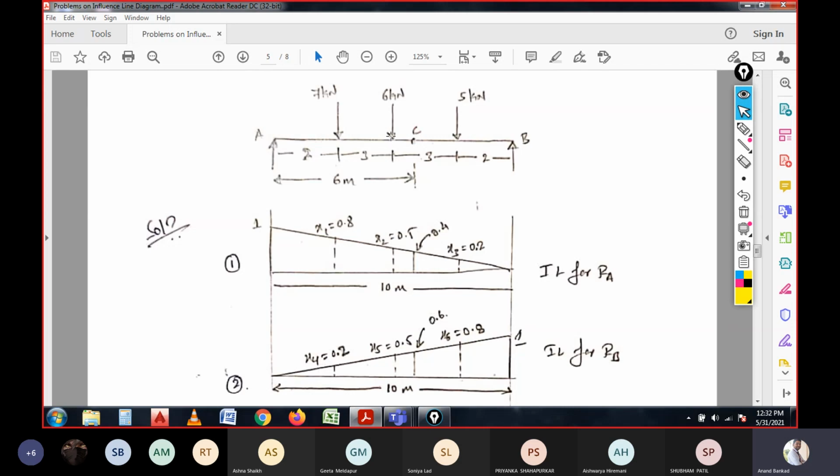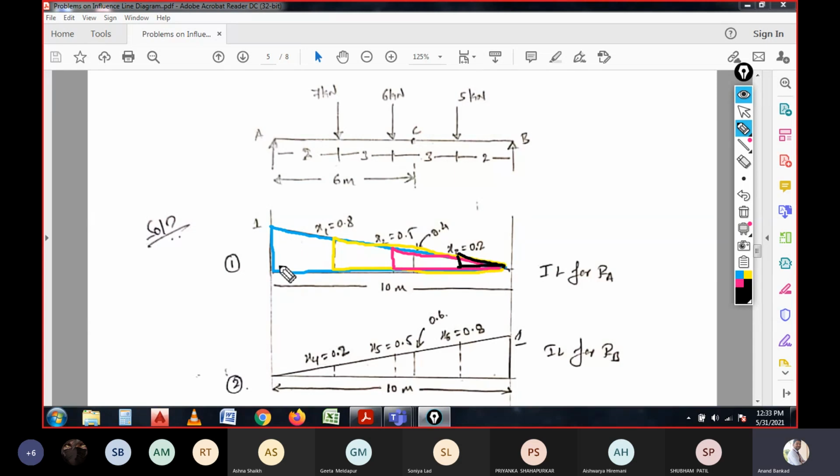And apart from that, we have another section, that is 6 kilonewton load, which is acting 5 meter from the support B. So how do you calculate that? 1 by 10, again the similar triangle we are observing. So I would like to draw over here the similar triangle. It is a triangle which is always referred for the remaining sections. So for the first one it is referred to this one, for the second one it is referred to this one, and at the same time the third one.